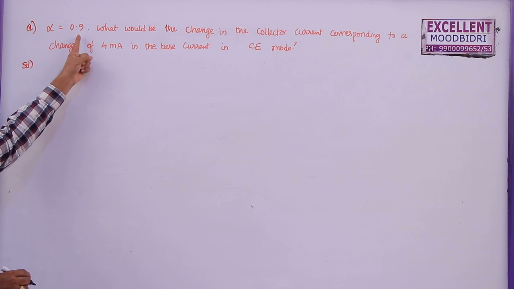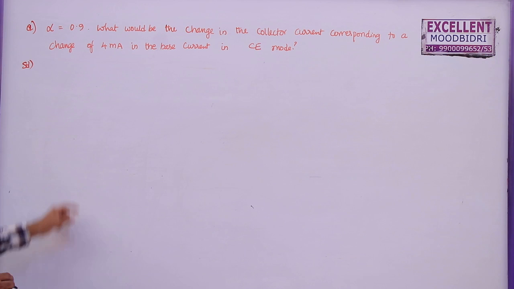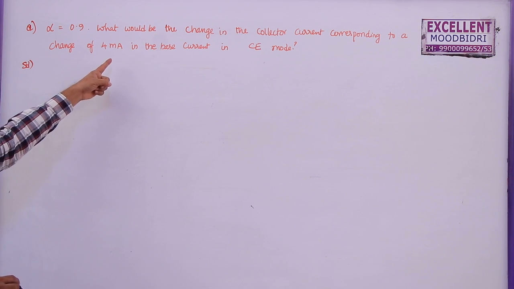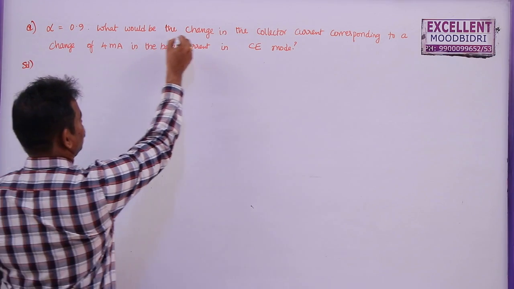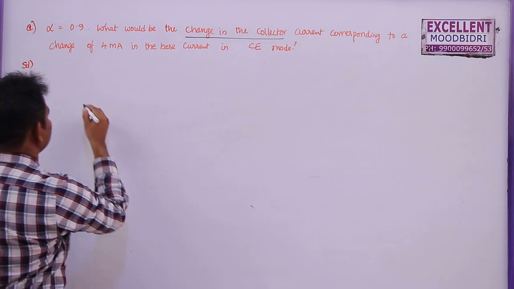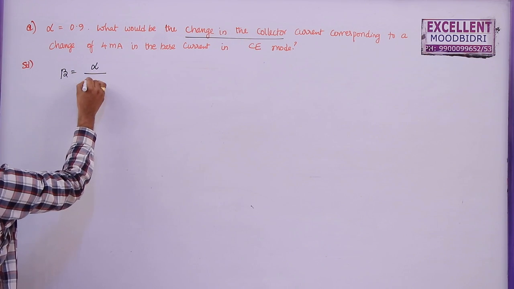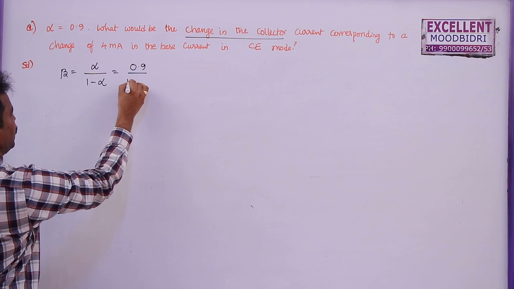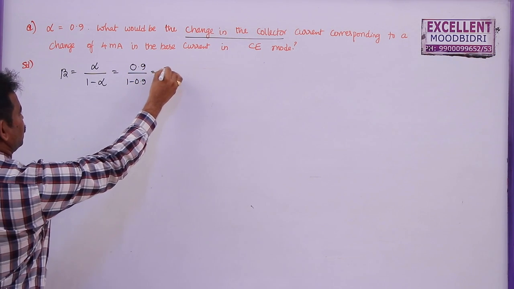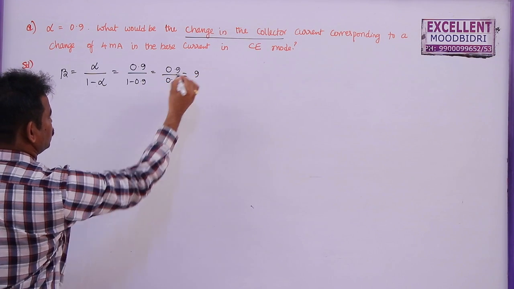If alpha is equal to 0.9, what would be the change in collector current corresponding to a change of 4 milliamperes in the base current in CE mode? So they are asking for the change in collector current. First of all, we know that beta is equal to alpha by 1 minus alpha. This is 0.9 by 1 minus 0.9, which is equal to 0.9 by 0.1, which is equal to 9.